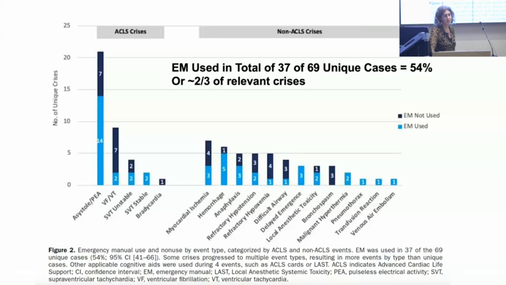And the EM was used in a total of 37 of these 69 unique cases, so more than half. And you might think that's a low rate, but this was going from both these institutions never using it pretty much a year and a half before this. And then if you take out those events that resolved too quickly for appropriate use, it was 2/3 of the relevant crises. So this was tremendous cultural adoption in the space of less than 2 years.